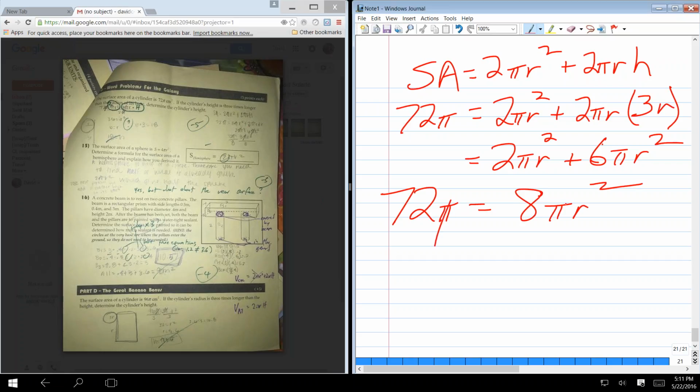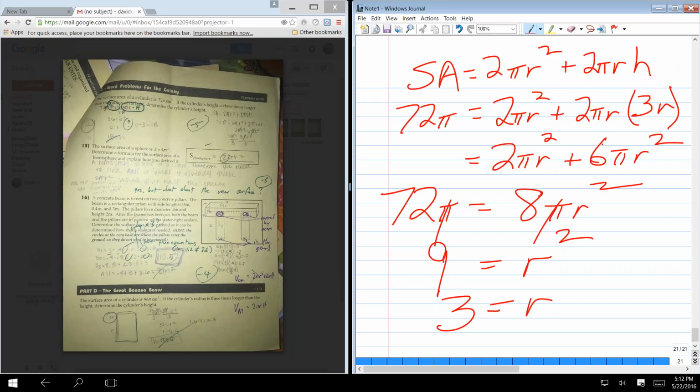I can cancel the pi's. Divide by 8. R equals 3. And what was the question? To solve for the circumference, or the area. What does it want? Does it say? No, it doesn't say, does it? Oh, determine the cylinder's height.